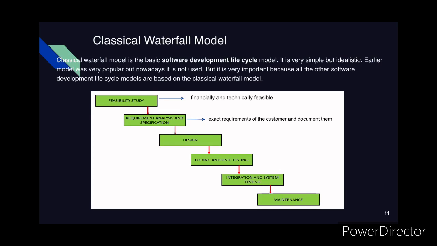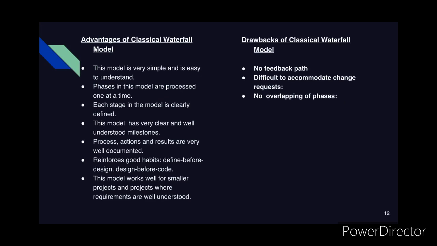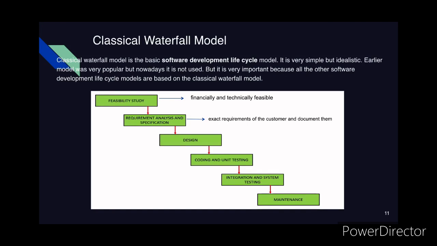So if in the middle of the development process the customer states that in this software I also require some new features, that cannot be done in the middle of the development process. Then the last one is no overlapping of phases. That means the phases cannot run simultaneously. While doing the designing of the software, you cannot code also. First you have to finish all the designs, then only you can do coding. So this is your classical waterfall model.